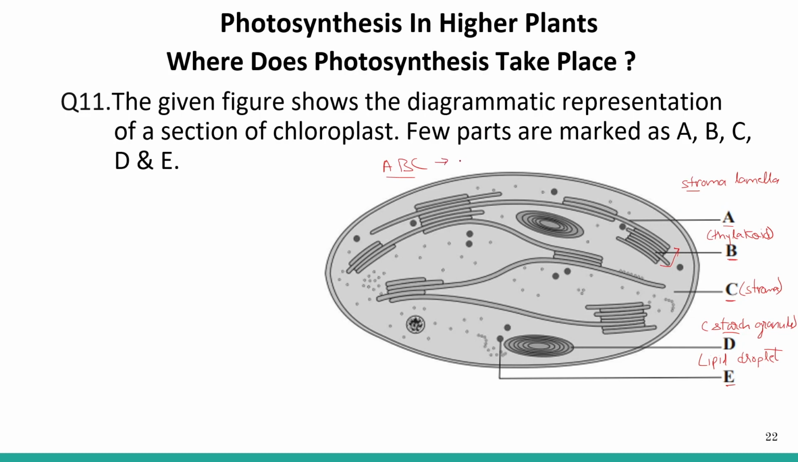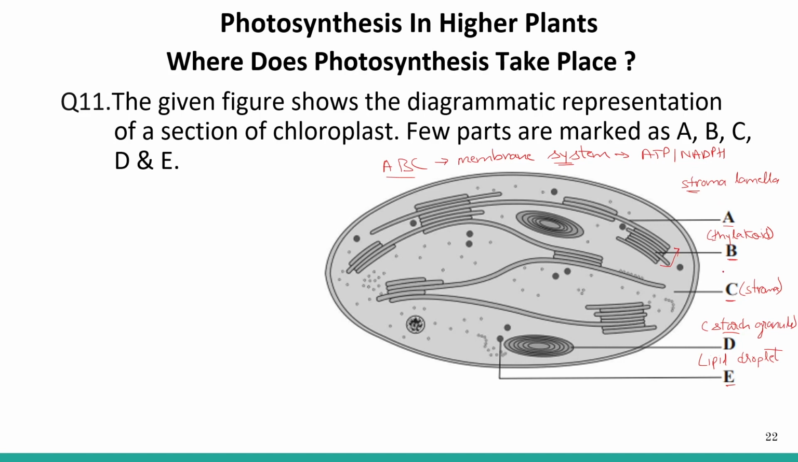Now ABC forms the membrane system, which helps in the generation of ATP and NADPH. All these, stroma lamellae and thylakoid, are involved in the light reaction.